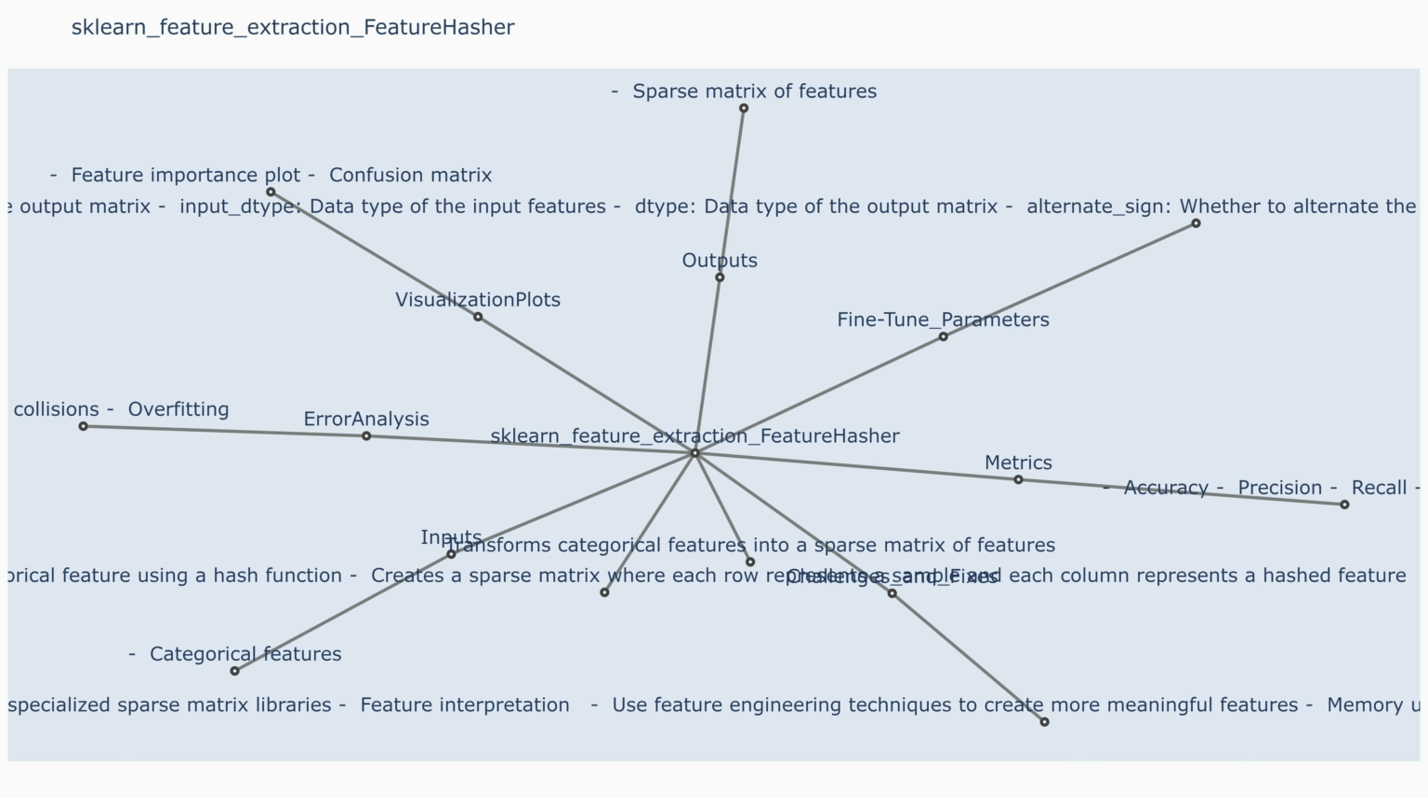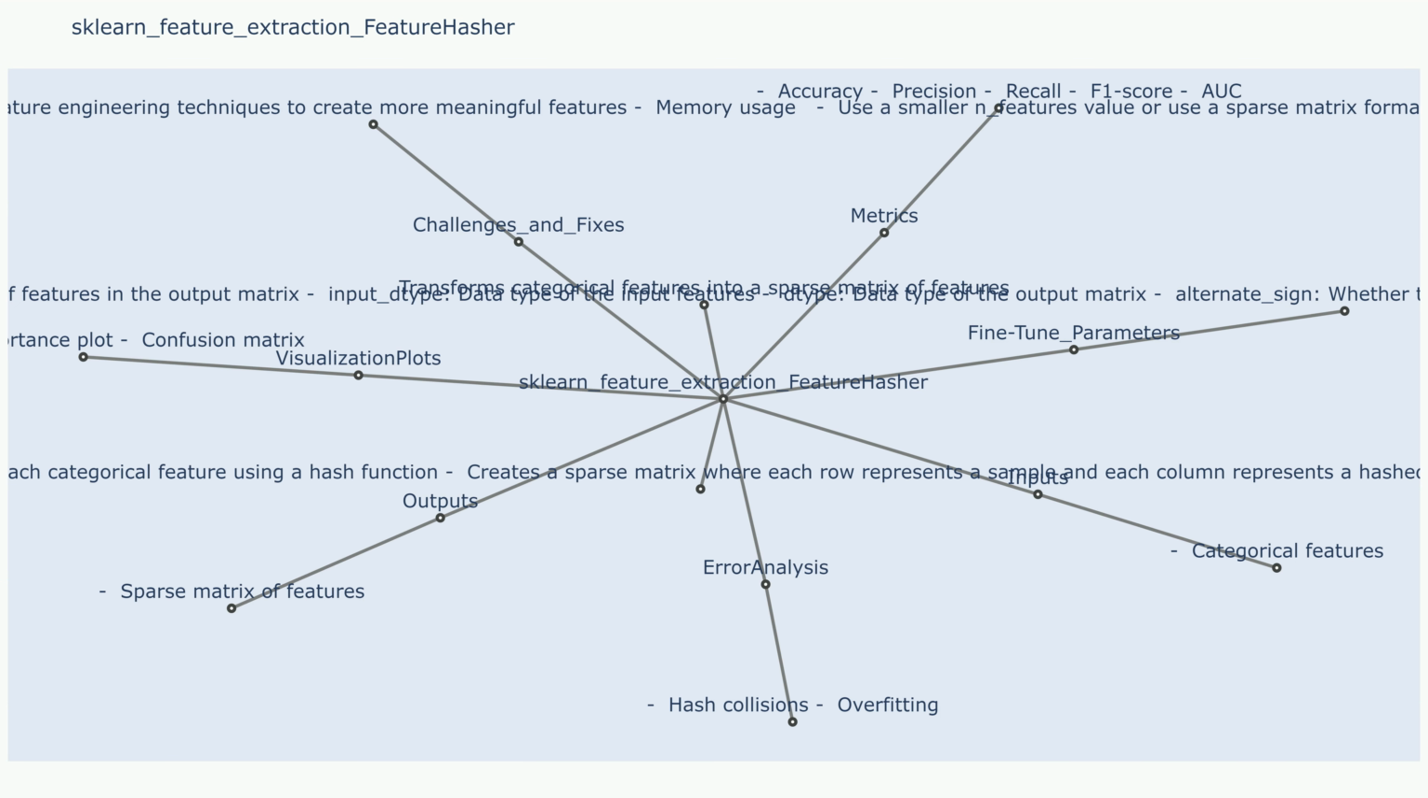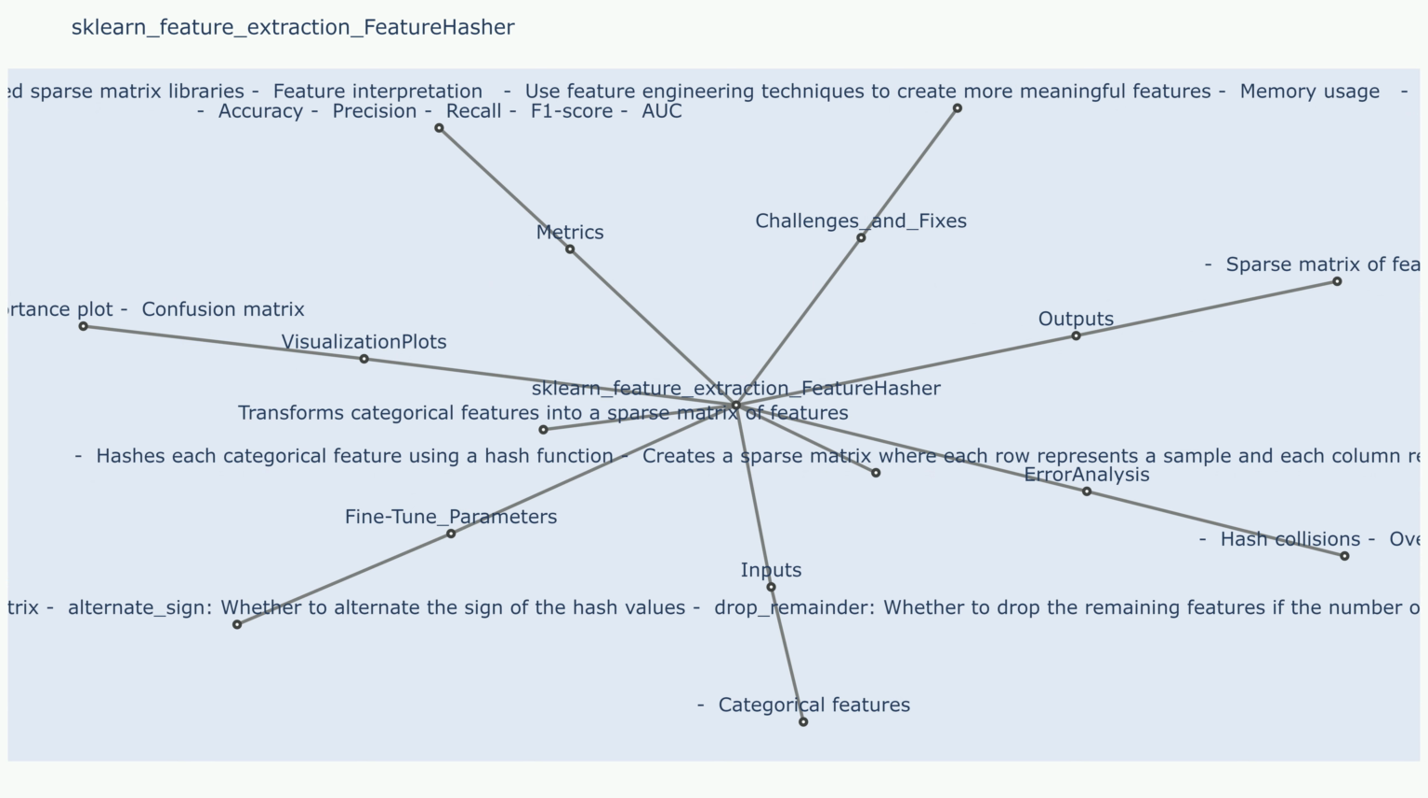sklearn.feature_extraction.FeatureHasher. Description. The FeatureHasher class is a powerful tool in scikit-learn for transforming categorical features into numerical features, particularly when dealing with high cardinality datasets or situations where the number of unique categories is unknown or potentially very large. It leverages the concept of hashing to map categorical features to unique integer indices. This process often results in a sparse representation, where most entries are 0, which is memory efficient.